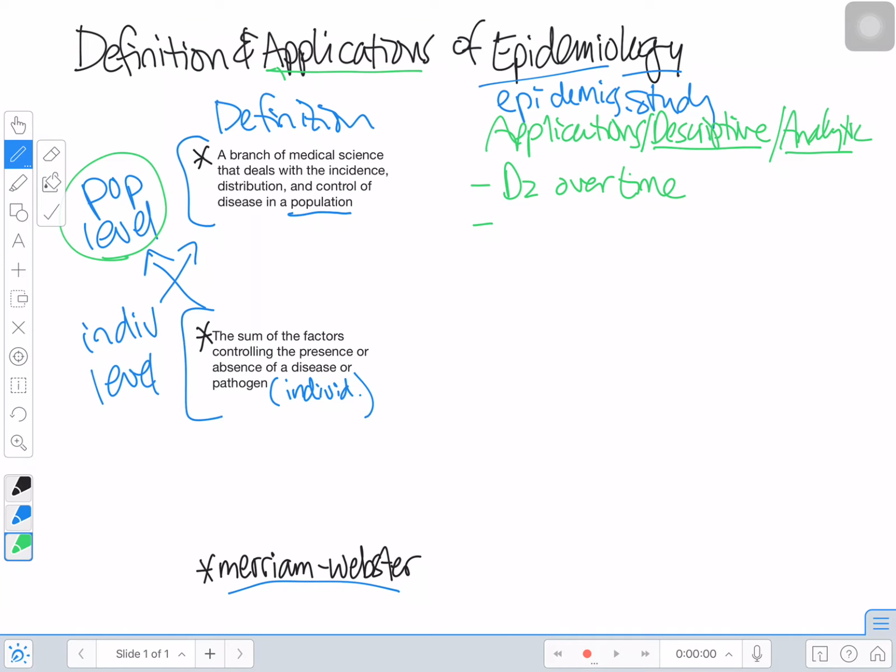We may want to characterize the health of a community. And so we're looking really on the community level or the population level at how could we describe this community? Do they have certain risk factors? Do they have certain incidence and prevalence of disease? And so that kind of thing on a community level.